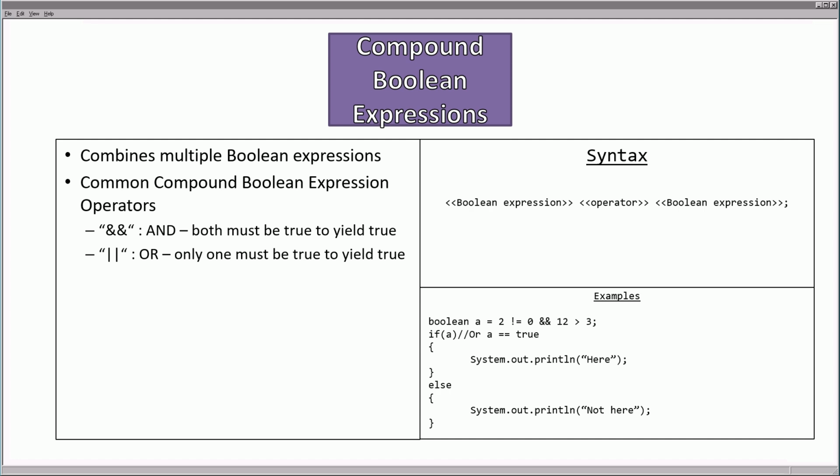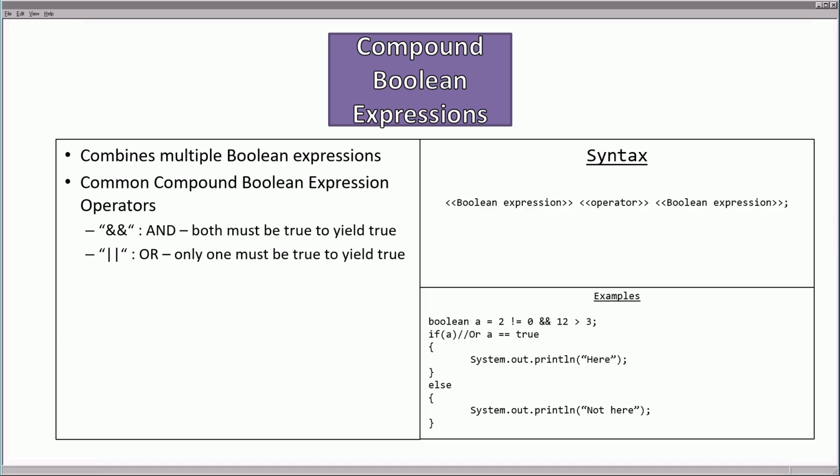Now, in order to make these more advanced, you can also have what's called compound Boolean expressions. And what this does is it combines multiple Boolean expressions together. So the common compound Boolean expression operators are two ampersands side by side, and this corresponds to and. In order for the compound Boolean expression to be true, both expressions must yield true. Now, alternatively, the two bars side by side is the or, and this means only one must be true in order for the entire expression to yield true.